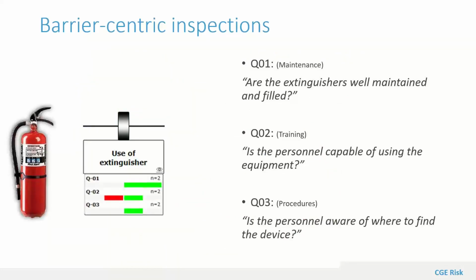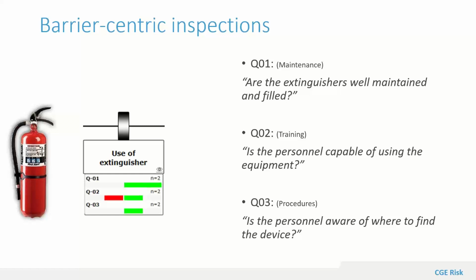With that being said, of course, when we apply the barrier-centric inspections, we tend to ask questions about all of those supporting activities which should keep the barrier integrity in place. So if we take the use of the fire extinguisher as an example, instead of just saying whether this is a decent barrier and whether it's performing as good as we think it does, we can ask questions which will make sure that we know that the integrity of this barrier is good.